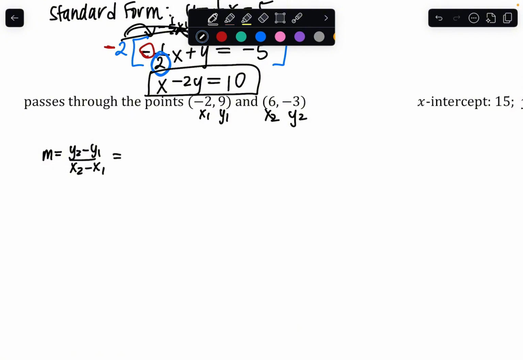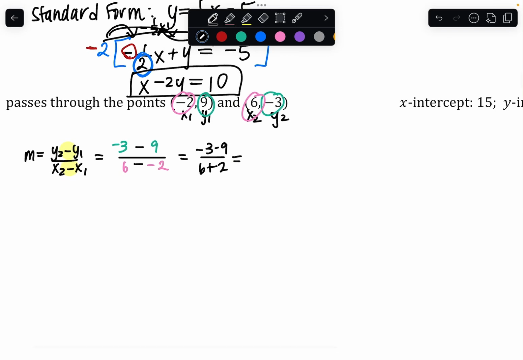So in Algebra 1, I make them do their fraction bar and do their minus signs so they don't lose the minus signs in the formula, especially when you're dealing with negatives. Okay, and so y2 is negative 3, y1 is 9, x2 is 6, x1 is negative 2. Okay, and so I have a negative 3 minus 9 on top, and then a 6 plus 2, seeing that minus negative. And so I'm left with negative 12 on top and an 8 on bottom. Both of those are divisible by 4, so negative 3 halves. You want the simplest form for your slope.